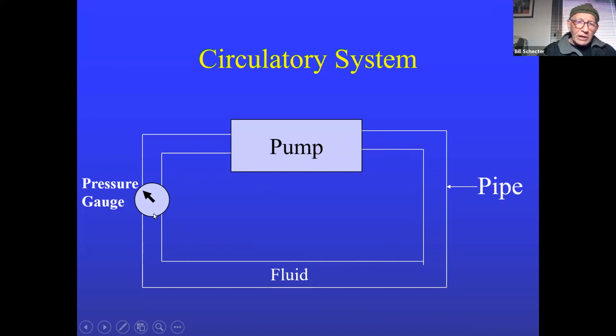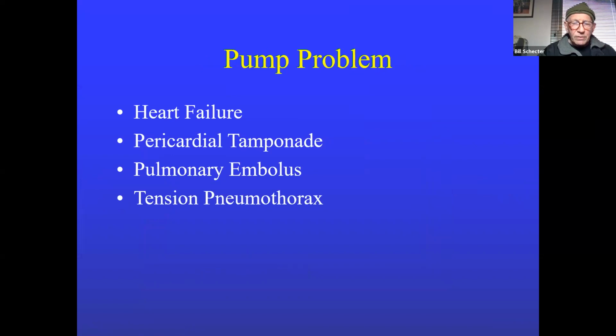And if you put a pressure gauge in your system and this pressure gauge is low, there's only 3 possible reasons why the pressure in the system could be low. One reason is the pump is broken. The pump is not working, right? The second reason is, for one reason or another, the diameter of the pipes has increased. And the third reason, probably the most common reason on the surgery services, is that you've got fluid leaking out of the pipes. Those are the only 3 reasons why the pressure can be low in the system.